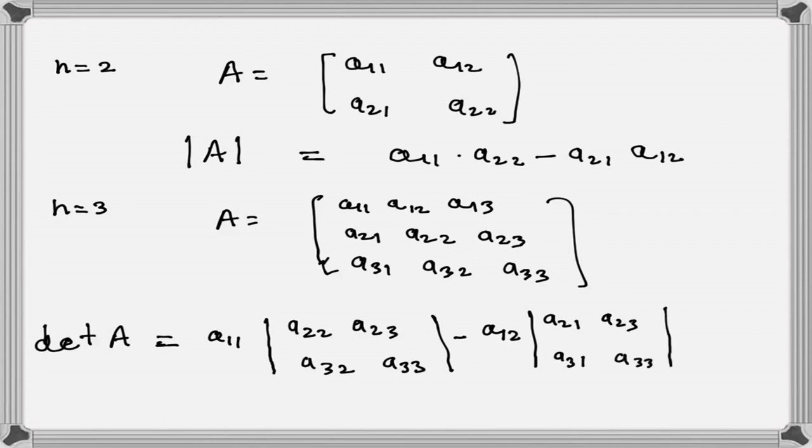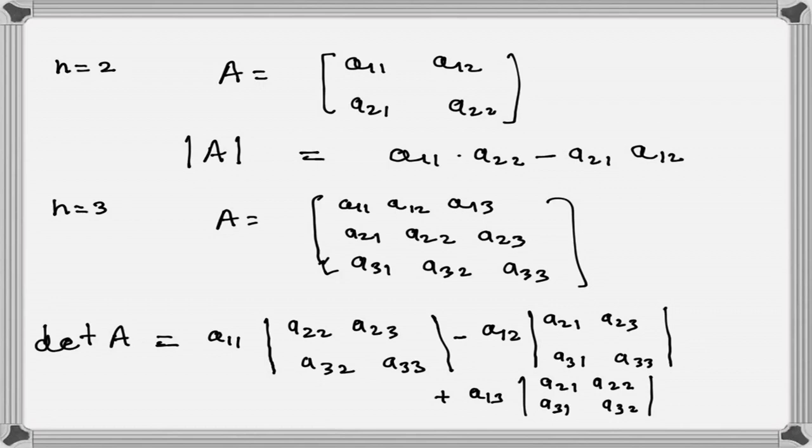Plus a13, the third one; we delete the first row and the third column, and we get the following submatrix: a21, a22, a31, a32. So this is how we calculate the determinant of a 3 cross 3 matrix. Similarly, we can find the determinant of any n cross n matrix.